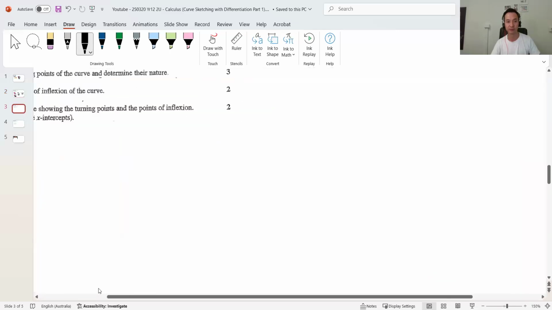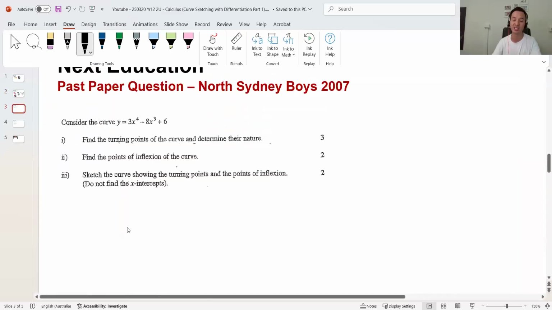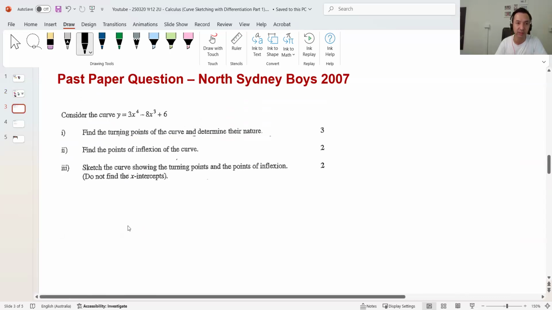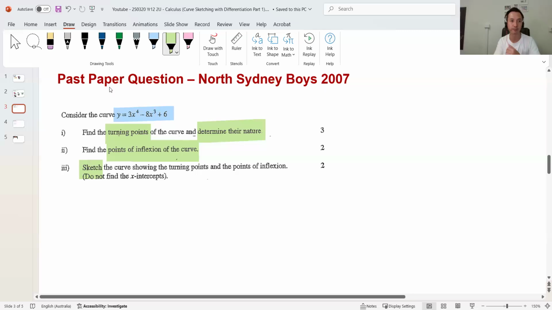So from the same school, North Sydney Boys, 2007, 10 years before that. All right, let's see what we got here. So consider the curve. This one's a quartic. All right, what do I have? Turning points are the same as stationary points. Determine nature. And this time it's only worth 3 marks. Inflection point, or points of inflection. So there's 2 of them. Probably need a test. And then sketch. Do not find x-intercepts. Okay, cool. Easy. All right, let's do this.